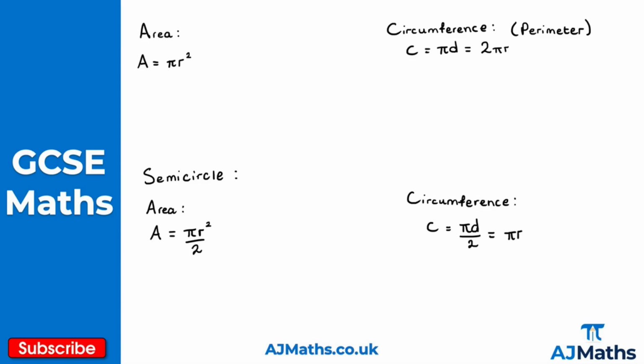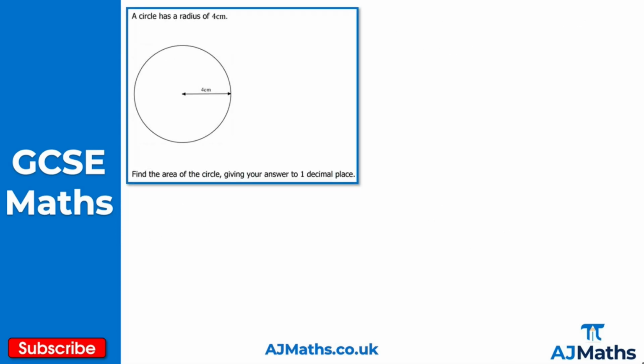So what we're going to do now is take a look at some exam style questions for the area and circumference of a circle. Question 1: we've got a circle which has a radius of 4 centimeters. We're asked to find the area of the circle, giving our answer to 1 decimal place. Because we're looking for the area, let's recall the formula. The area A is equal to pi r squared, so the area is pi multiplied by the radius squared.